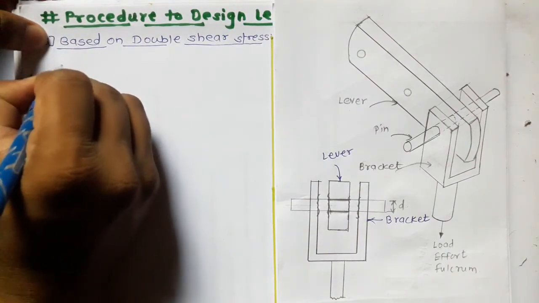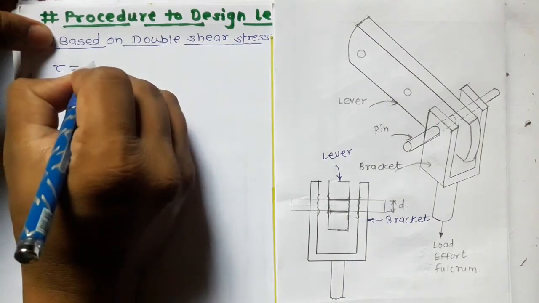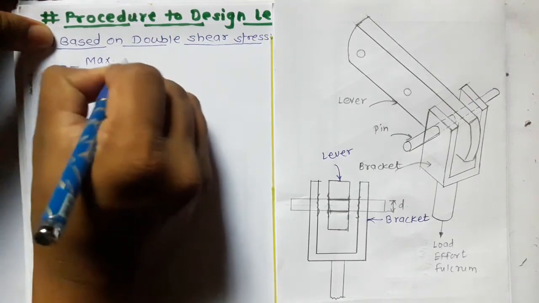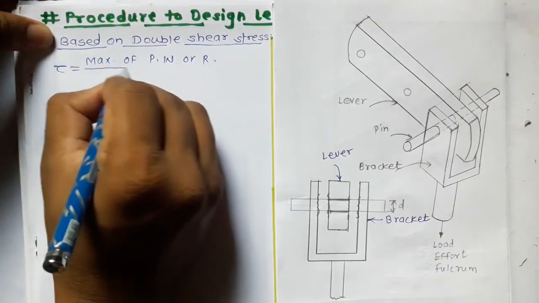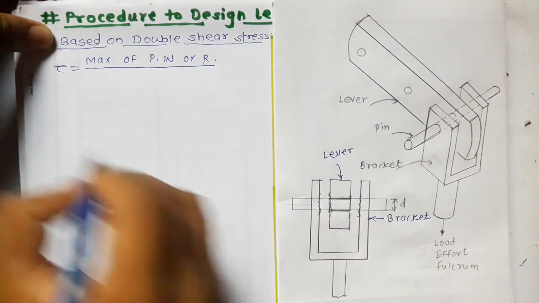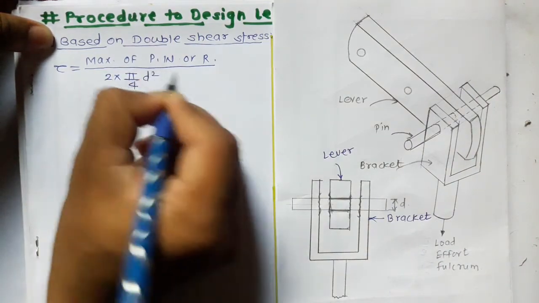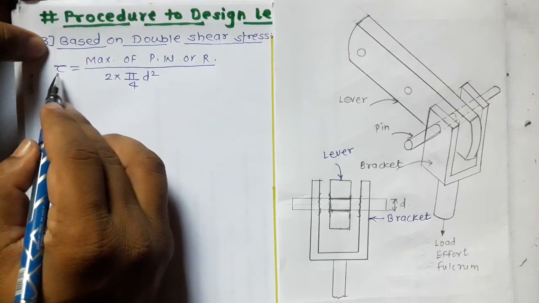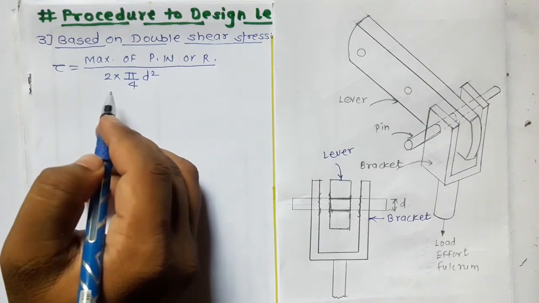Shear stress developed in the pin is given by the equation tau is equal to P upon A, that is force upon area, but for force we don't have to consider only P, we have to consider the maximum of P, W or R upon area, as failure may take place in the two planes. So we have to consider two areas, so 2 into pi by 4 d square. From this equation we can calculate the diameter of pin by putting the value of permissible shear stress and maximum of P, W and R. So from above equation calculate diameter of pin small d.